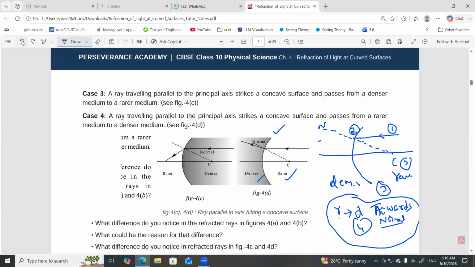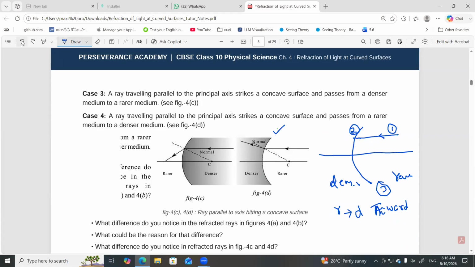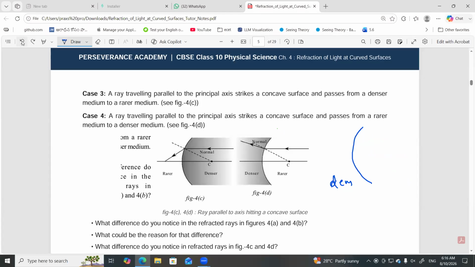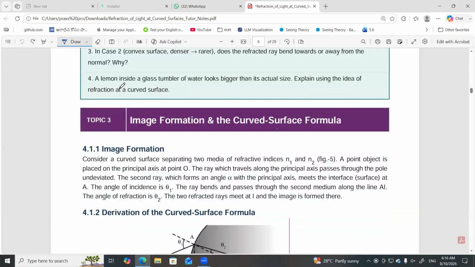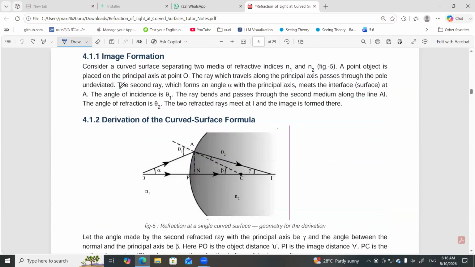Then the rest of the questions you can get very easily. But we need a little practice. Later we will do this practice, how to draw the ray diagrams, in a separate class. So here we have learned the principal rules of drawing ray diagrams at a curved surface. Let me see what we have next. Image formation.